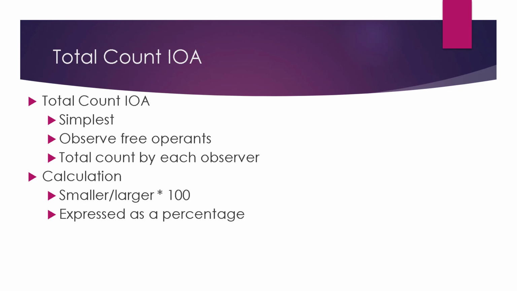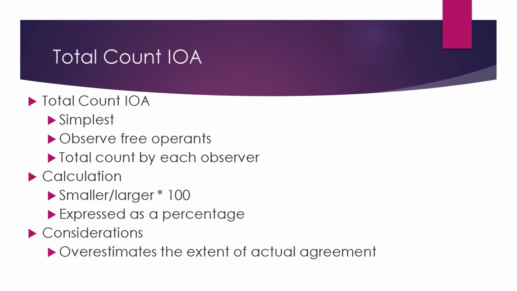The drawback of total count IOA is that it overestimates the extent of actual agreement. Even if 2 observers agree on the total number of behaviors, they may not have recorded the same instances of behavior. For example, perhaps the first observer in the Lucas example recorded all 10 instances of the target behavior in the first 10 minutes, and the second observer recorded 3 of the 9 instances during the first 10 minutes. The total count IOA is still 90%, but it is evident in this example that the observers did not record the same instances of the target behavior.